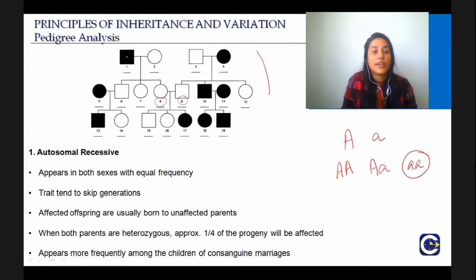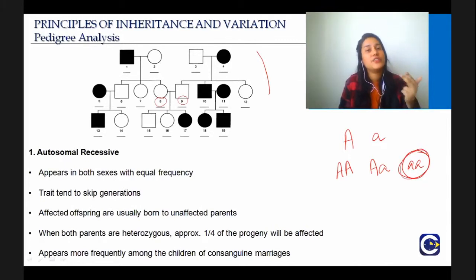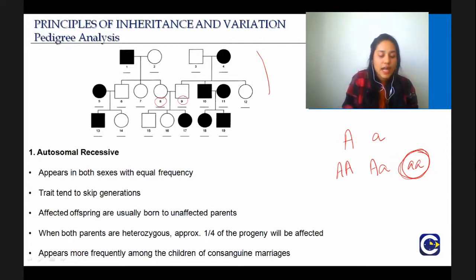And here we are talking about autosomal recessive disorder, where only and only the person who inherits both the recessive genes will have the disease. For example, we saw in sickle cell anemia and in thalassemia. So this occurs in both the sexes with equal frequency.